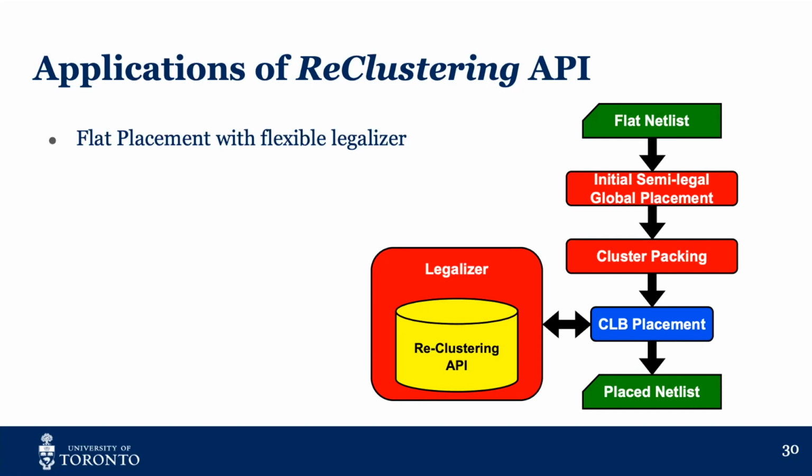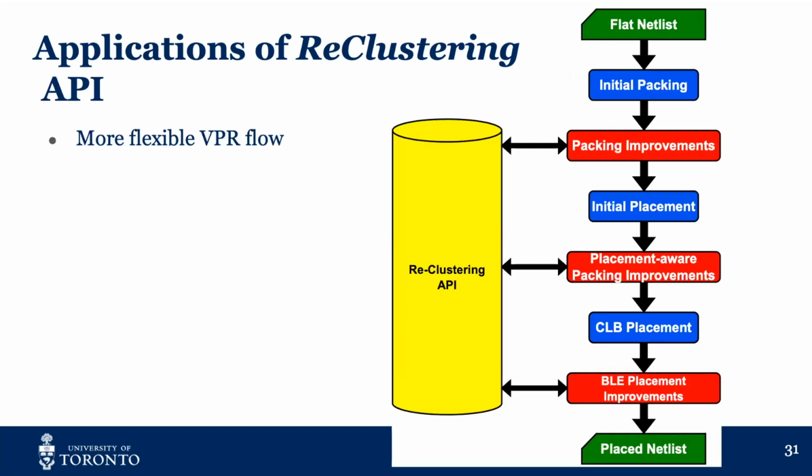by taking one cluster output of the semi-legal placement, trying to create it primitive by primitive, and once it's legal, commit it. If not, the legalizer algorithm should find a way to legalize it while minimizing the disruptions to the global placement solution. Or it can be used to optimize the VPR flow by introducing a more flexible flow.